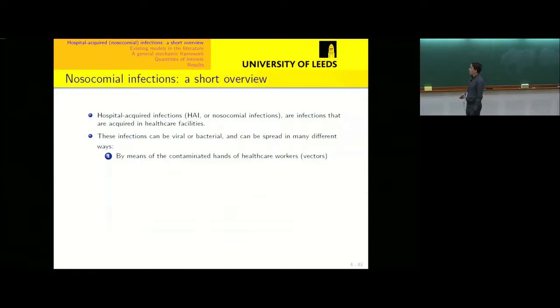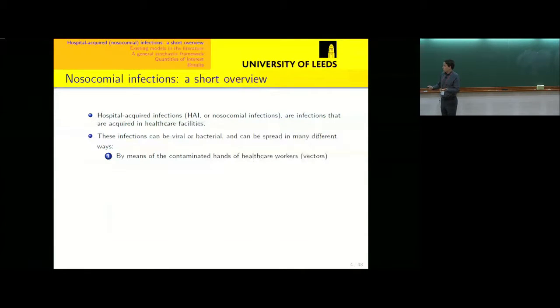So you can have a spread. Typical way of spreading is through contaminated hands of healthcare workers. So the healthcare worker here acts as a vector for the disease. It treats a patient. Maybe this patient is colonized with some bacteria, and by treating the patient becomes contaminated with the bacteria. And if the healthcare worker doesn't wash their hands following strict protocols and very well, it will treat a second patient and it will transmit the bacteria or the pathogen.